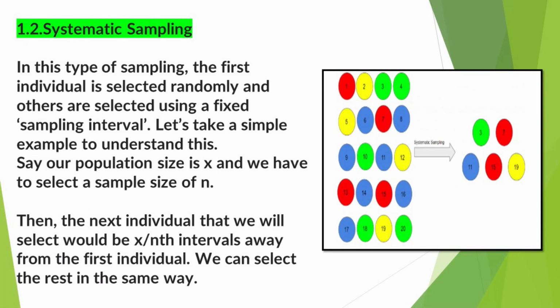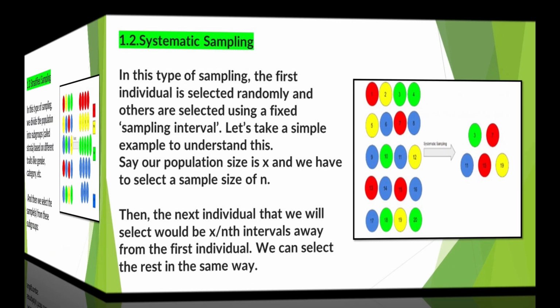Now let us learn about systematic sampling, which is the second type of probability sampling. So in this type of sampling, the first individual is selected randomly and others are selected using a fixed sampling interval. Let's take an example. In the given image, there are 20 balls, out of which 5 balls are selected as a sample. So you can see 3 as a random selection, and after that, every fourth ball is selected as the next sample. So you can see 3, and after that the fourth ball is 7, and after that the fourth ball is 11, and after that the fourth ball is 17, and so on.